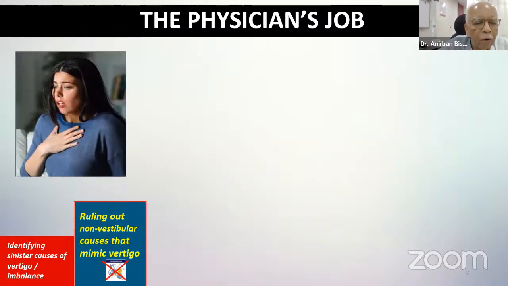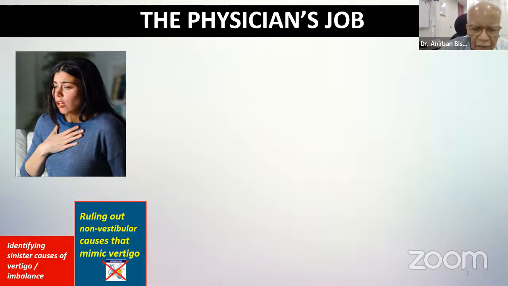Next is ruling out non-vestibular causes that mimic vertigo. There will be a lot of patients who come to you with symptoms like panic attacks or orthostatic hypotension. If you ask them why they've come to you, they'll tell you, I get chakkar. I get attacks of dizziness, but then actually it is in many cases nothing but a panic attack, or it can be something like orthostatic hypotension, which most of you physicians know much better than me.